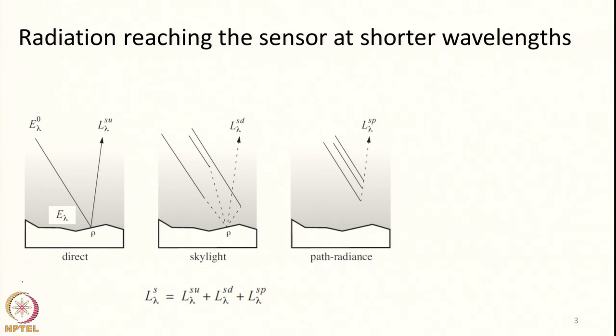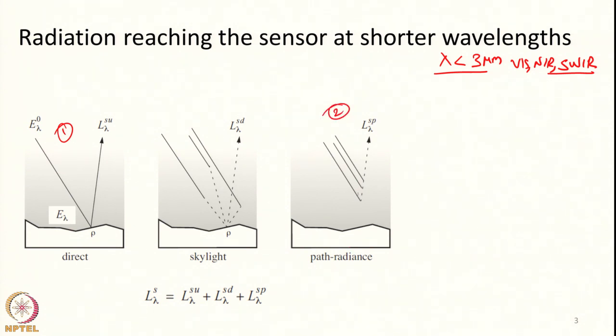So this particular figure will tell us the different paths in which energy will reach the sensor for wavelengths typically less than 3 micrometers, that is visible, NIR and SWIR bands. As I said before, it has only 3 paths depicted here: the direct path, path 1; path radiance, path 2, that is the diffuse skylight directly reaching the sensor; and path 3, the reflected component of diffuse skylight. Path 4 and path 5 from the previous slide we are neglecting here. So these 3 paths will effectively contribute to the radiation that reaches the sensor.